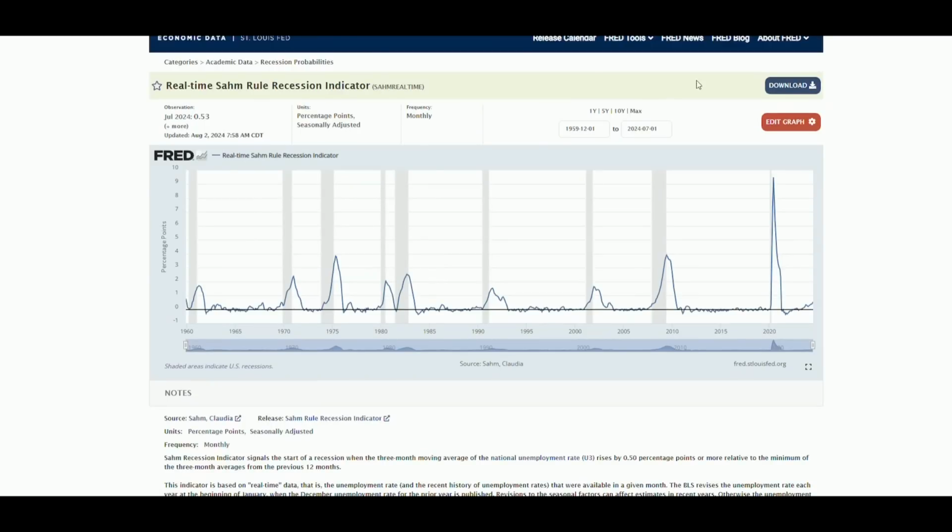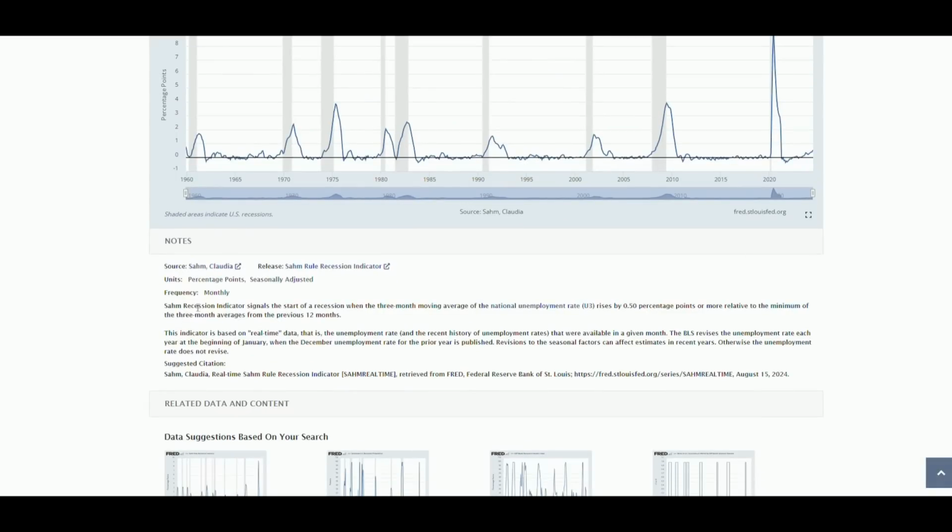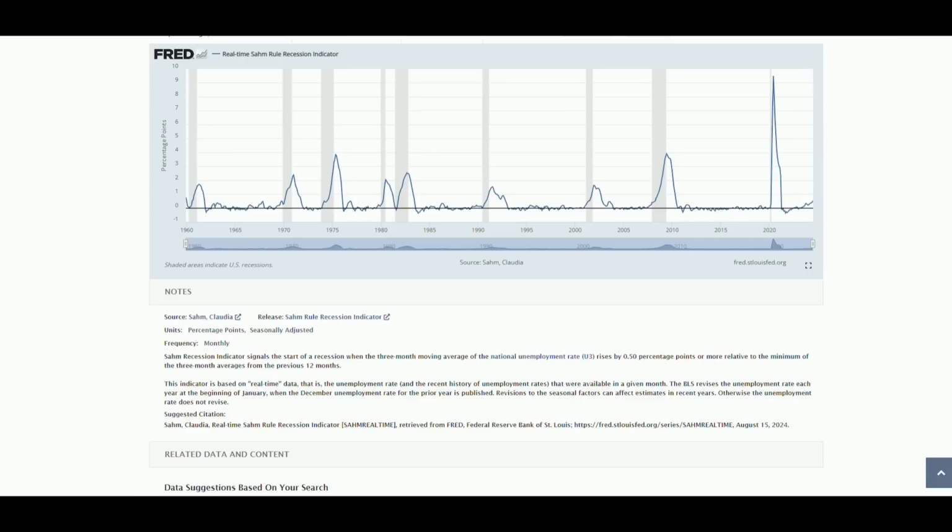This is the Sahm rule chart on the Fed website. Here's the definition. The Sahm recession indicator signals the start of a recession when the 3-month moving average rises by half a percentage point or more relative to the minimum of the 3-month average from the previous 12 months. Basically, it looks at the rate at which job losses are accelerating when we meet a specific cutoff point. It usually signals the beginning of a recession.